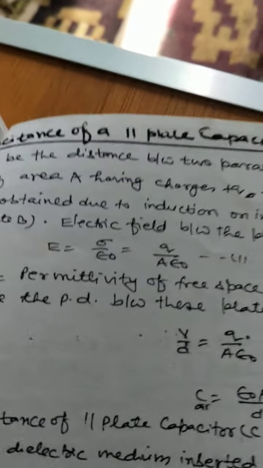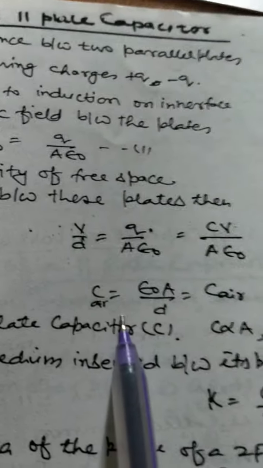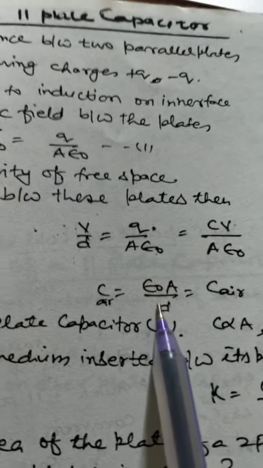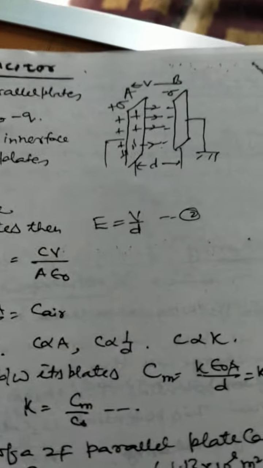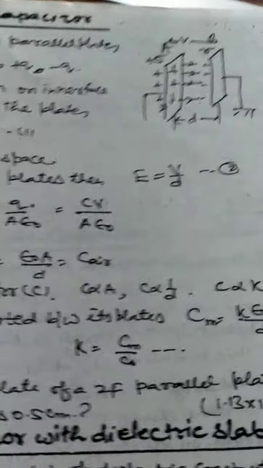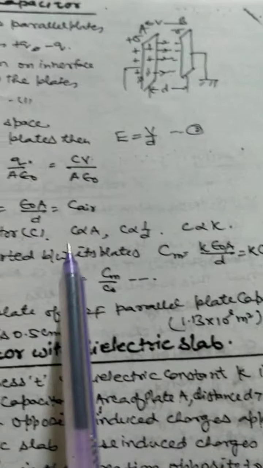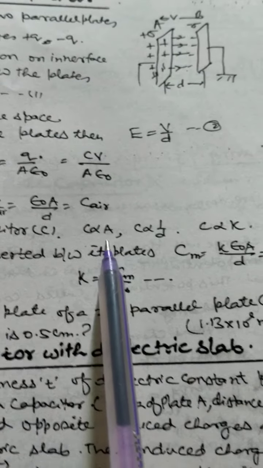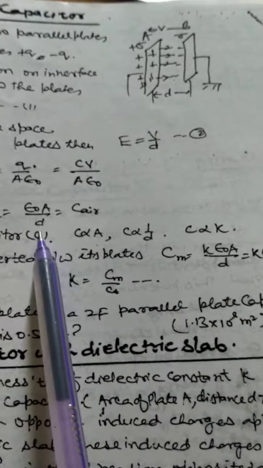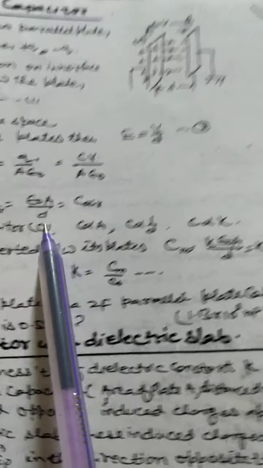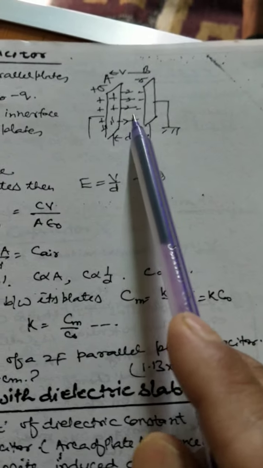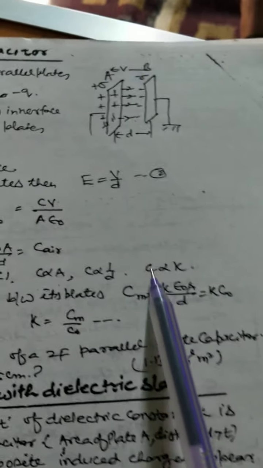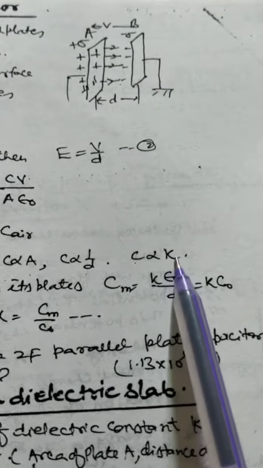So in this way, this is the required expression for the capacitance of the parallel plate capacitor filled with air. This may also be written as C here, because nothing is there, only air. Now from this formula, C is directly proportional to area, C is inversely proportional to D, and third, if any dielectric medium is placed between its plates, then C is proportional to K.